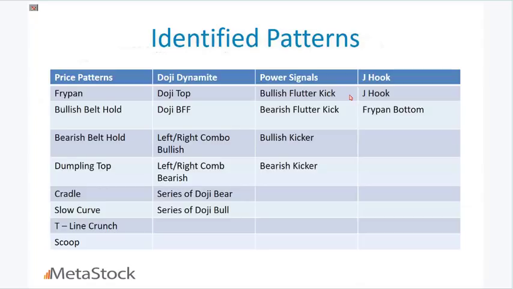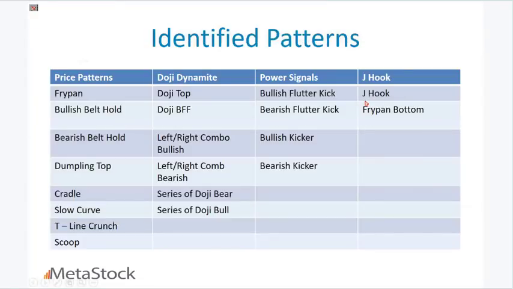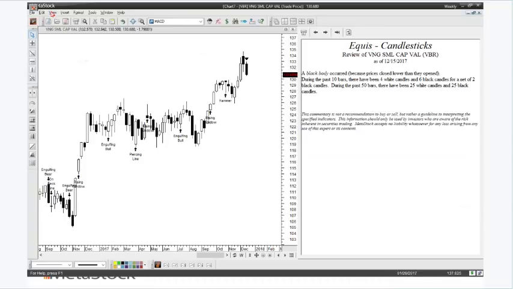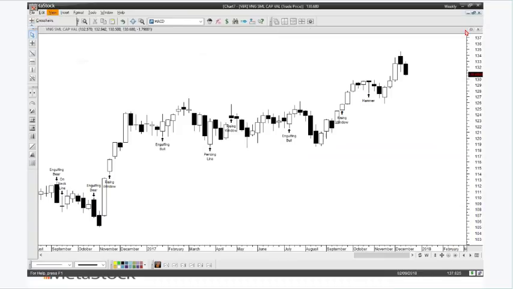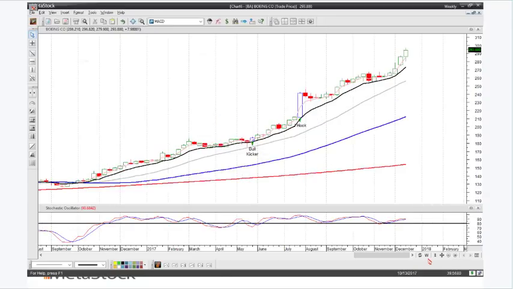Let's go ahead and switch back into MetaStock. I've got a couple of charts that I was looking at a little bit earlier. I'm going to close this commentary for now, and I'll close this chart down as well. I think I have a chart open here of Boeing Company. Okay, this is on a weekly basis.